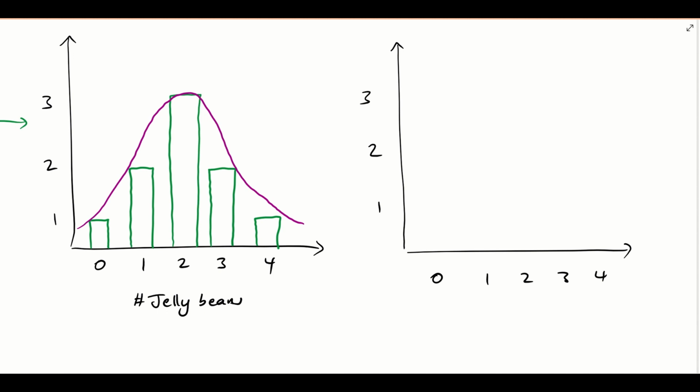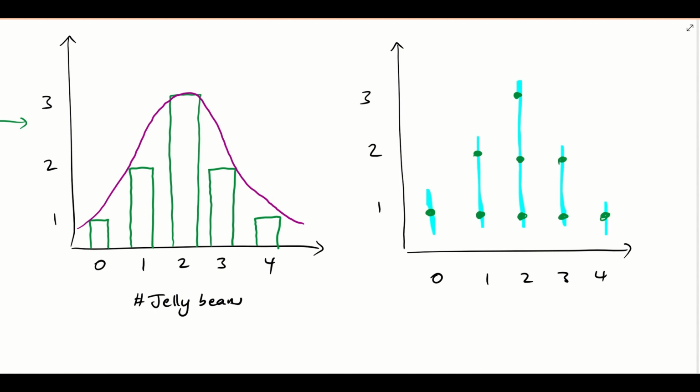So at 0, we have 1 dot there. And at 1, we have 2 dots. 2, we have 1, 2, 3 dots, like that. 3, we have 2 dots. And 4, we only have 1 dot. Okay, so we kind of get something that looks like this. And these dots here represent how many for each column.